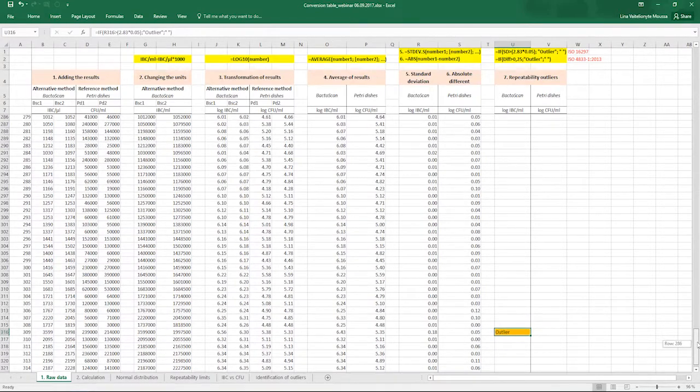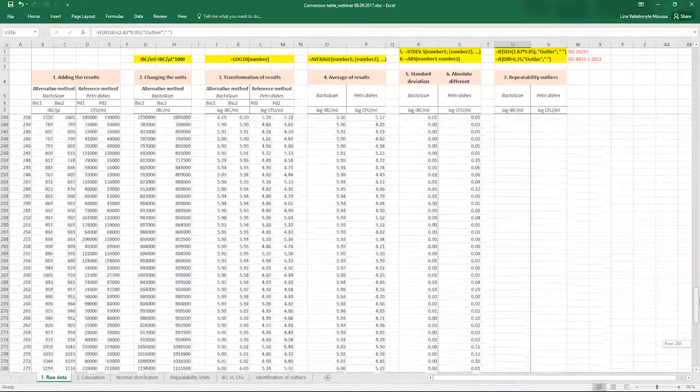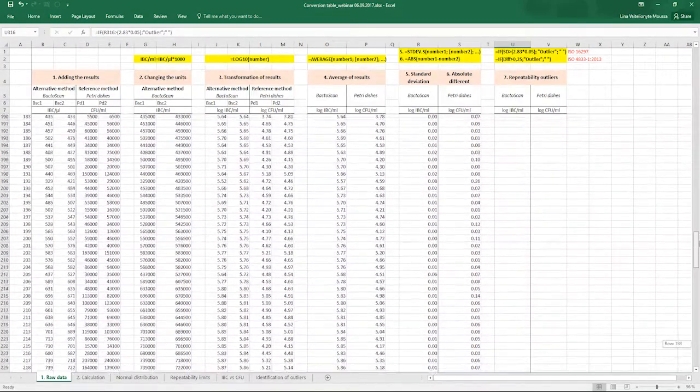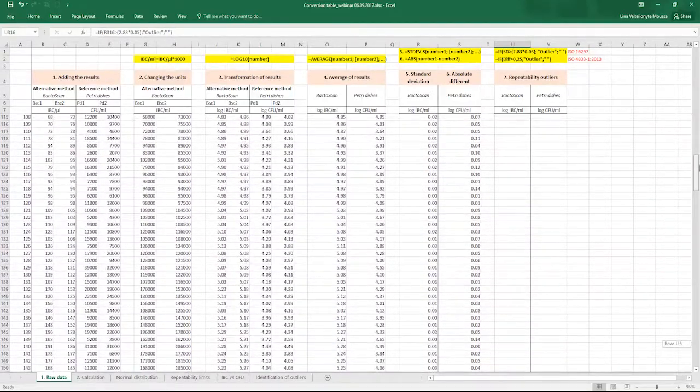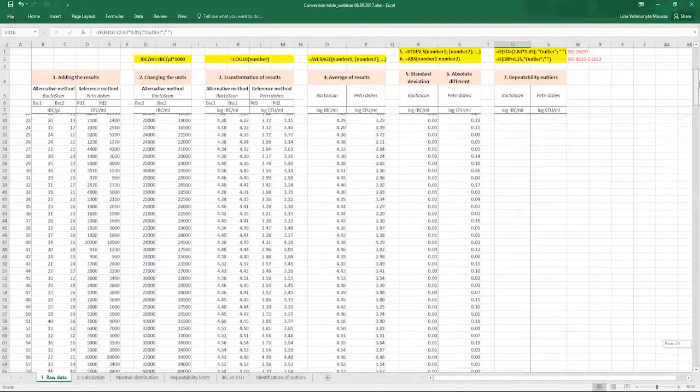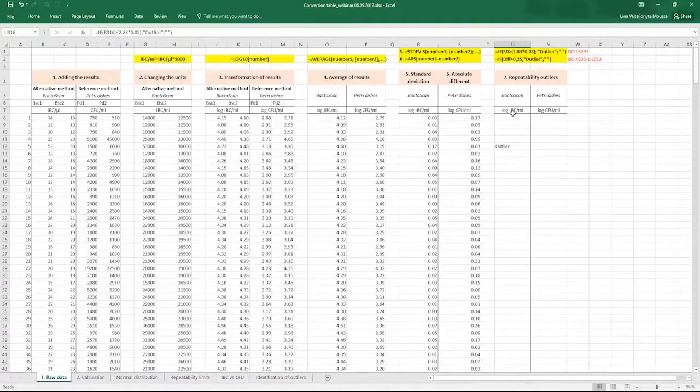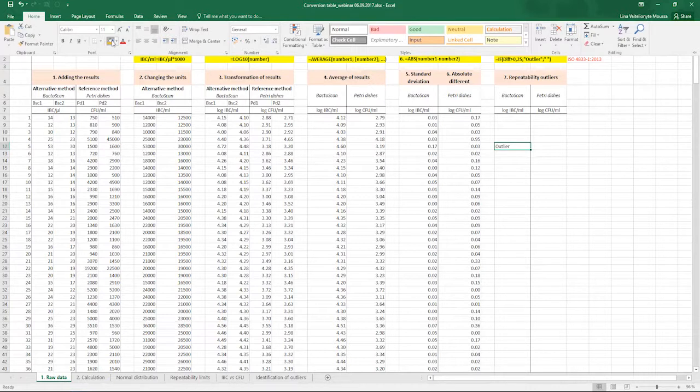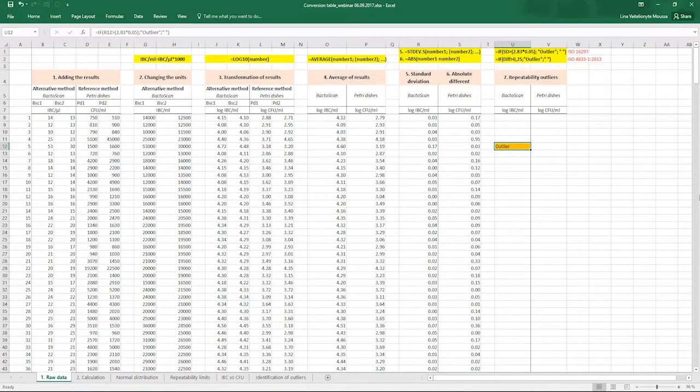So, do we have more outliers for BactoScan? Here is one more. We're marking it as well. So we had two outliers for BactoScan repeatability.